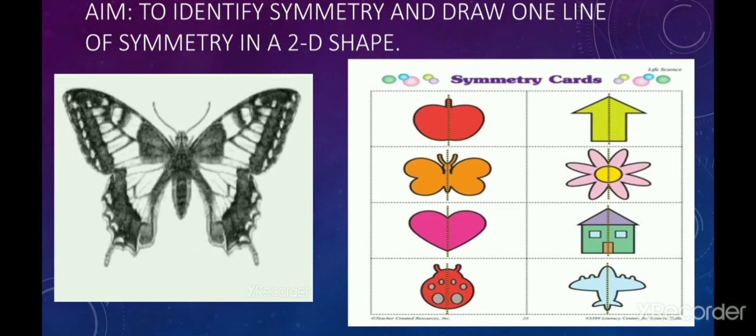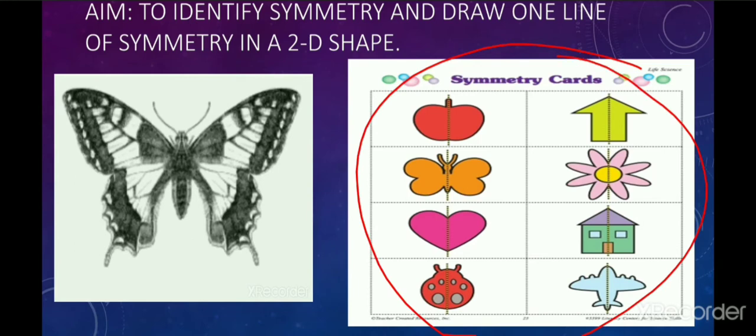Okay, apple. If you just cut the apple through the center, the two halves are going to be equal. You can try it yourself. Even the shape of a heart, if you cut it through the center or fold it through the center, the two halves are going to be equal. Similarly with the bug, the arrow, the flower shown in the symmetry card, the house shown in the symmetry card and the plane. So I can say that all these images, when cut or divided into two equal halves, both the parts are identical or are mirror images of each other. So such objects are called symmetrical shapes or figures.